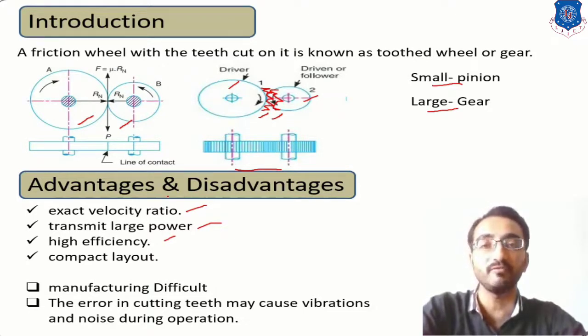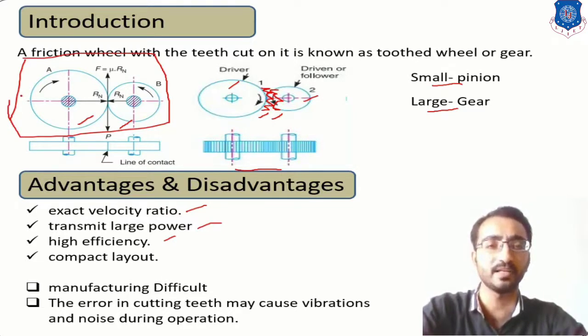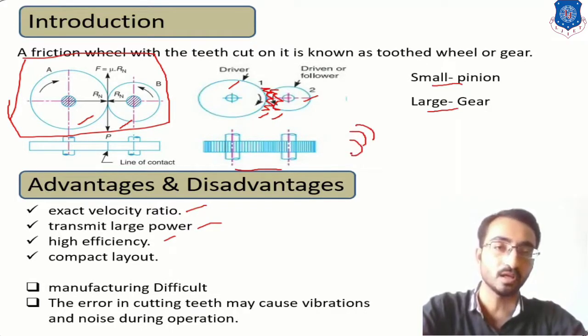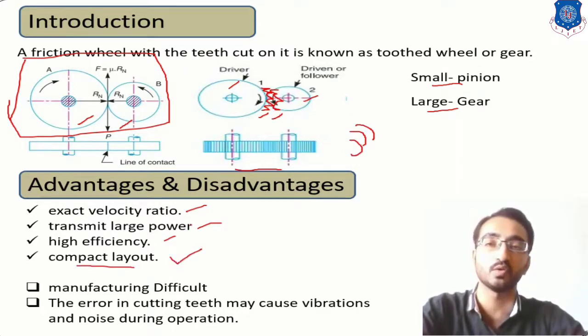Another benefit is the compact layout. We can accommodate the gear system into very small mechanisms also. For example, in our wristwatch, a number of gears are attached in such a way that they form one gear train, and this gear train helps the system rotate the hour hand, minute hand and second hand in parallel. In this way, the compact layout makes it more convenient for use.